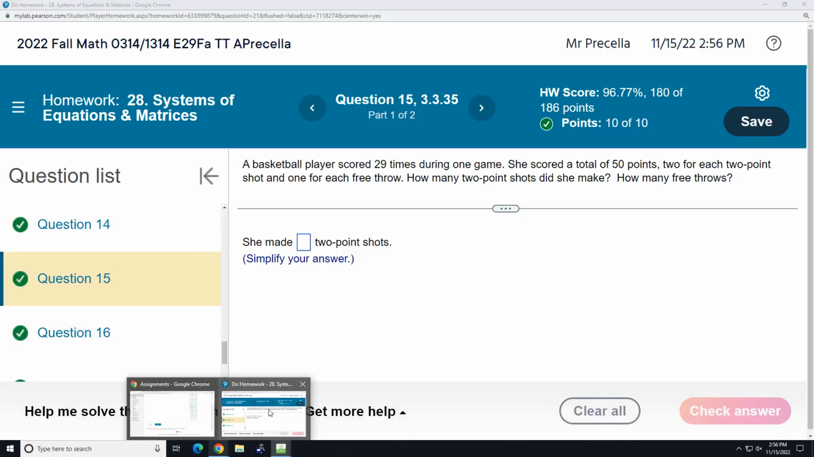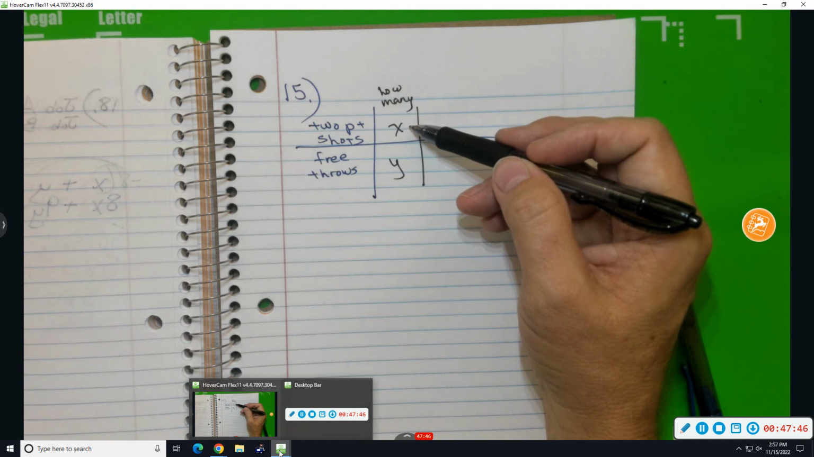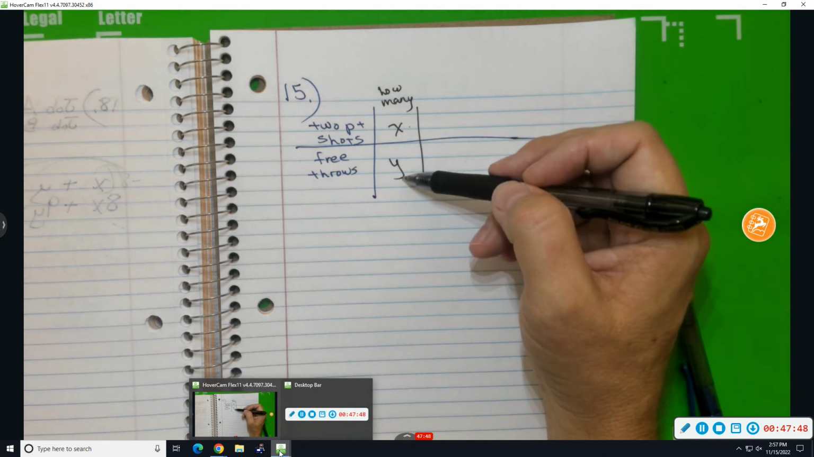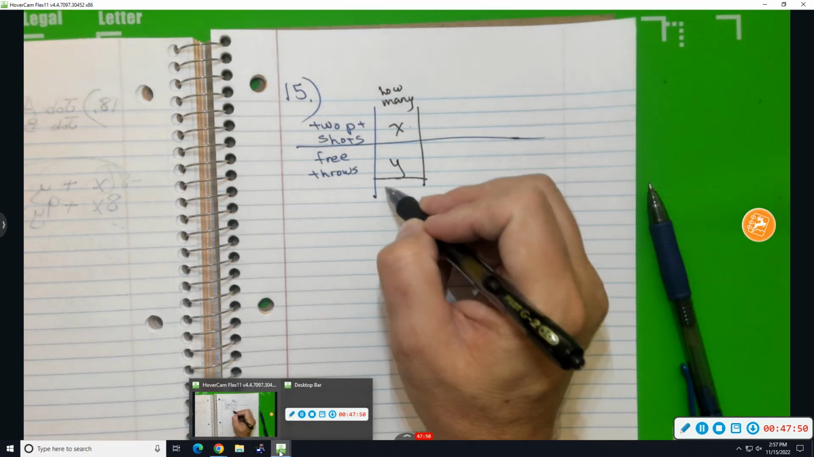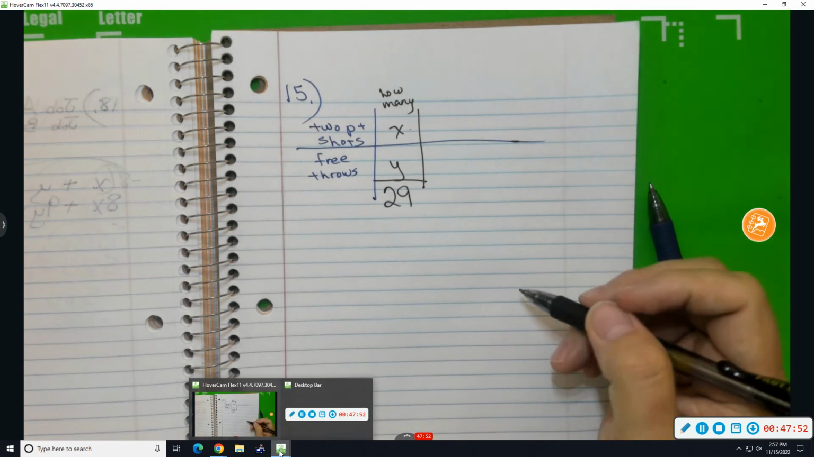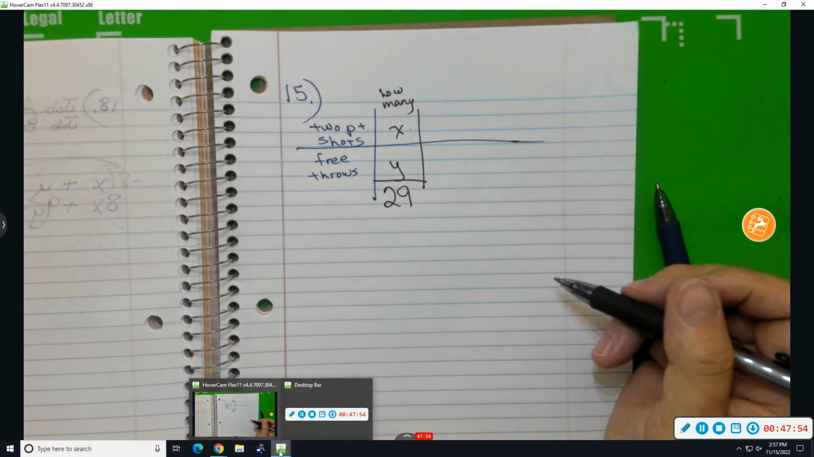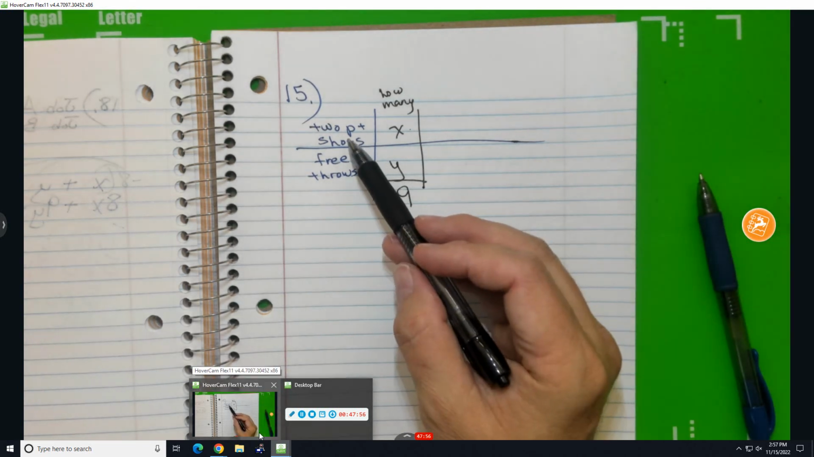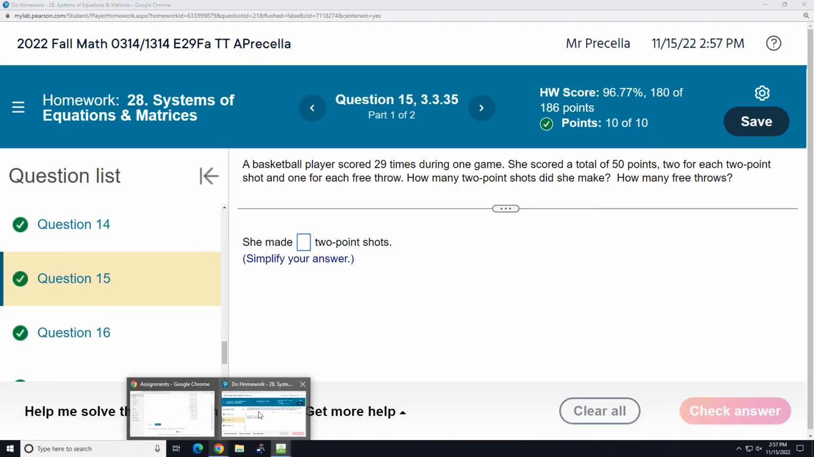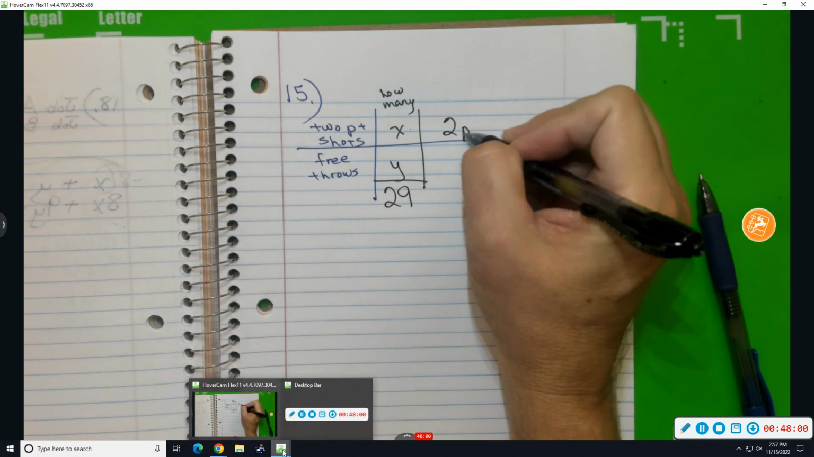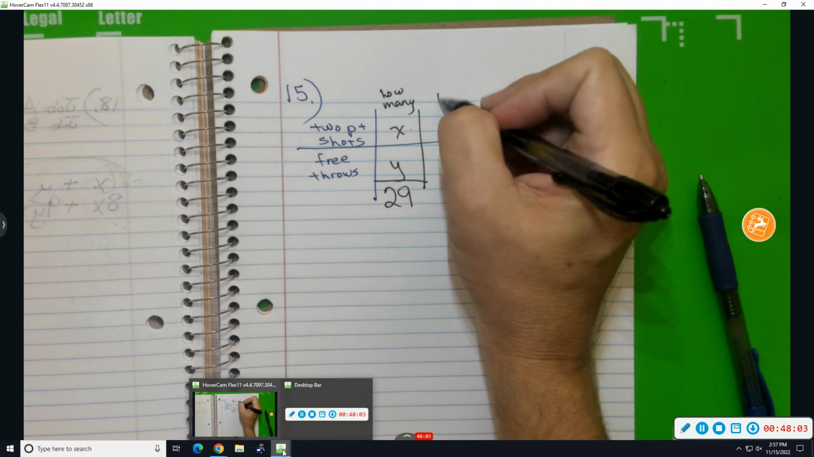Let's go back and read some more. Okay, she scored 29 times during one game. She scored 29 times, so if you add the number of 2-point shots to the number of free throws, that would better give the 29 times she scored. They tell us that the 2-point shots are worth 2 points. This is going to be the points column. Points.